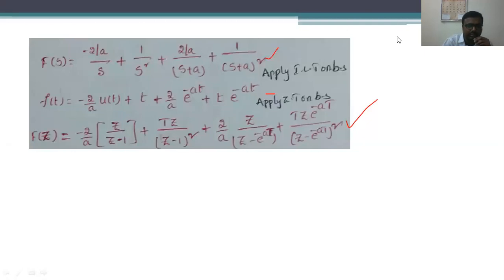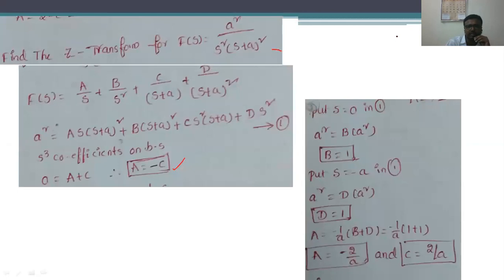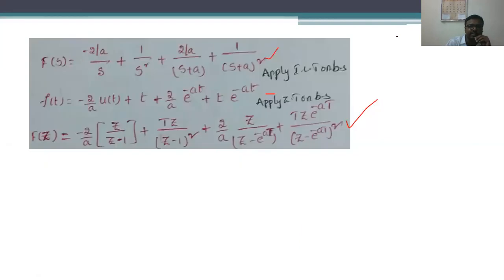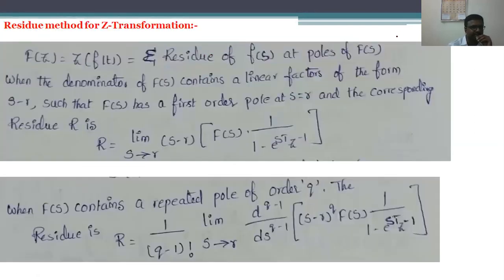Next, we are going to solve this kind of problems using partial fraction. These kinds of problems can be solved with the help of a partial fraction expansion. Another method we have for obtaining the z transform for this kind of equation is the residue method. This residue method is very easy when compared with the partial fraction expansion.